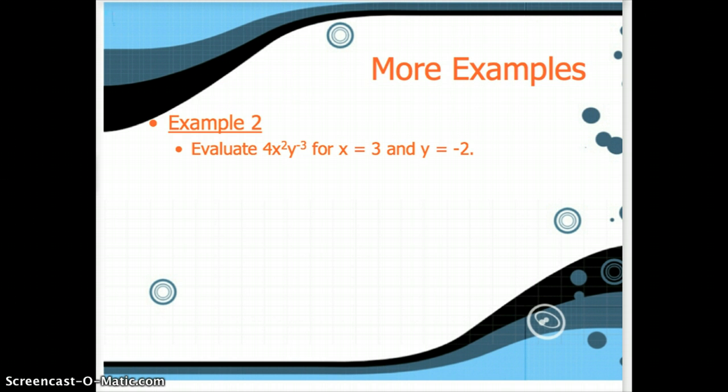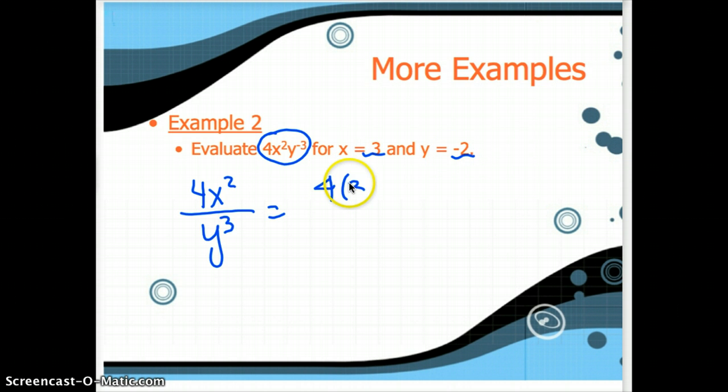So a few more examples. This time I actually want you to find a final number. So evaluate 4x squared y to the negative 3 if x equals 3 and y equals negative 2. So we can work this one out together. I'm going to rewrite this right away as 4x squared. Those were both nice and fine because they have positive exponents. y to the negative 3, that has a negative exponent, so reciprocal, it's going to go on the denominator as y to the 3rd.